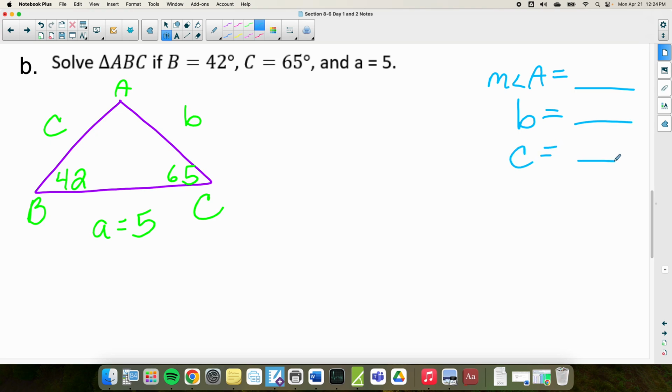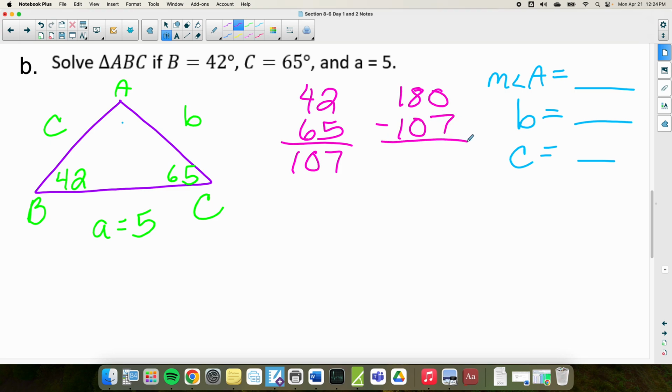In this one, to get started, for law of sines, you have to know an angle and its opposite side, so I have to find angle A. So I would add these two together and subtract from 180 to find that. So I'm gonna go 42 plus 65, which is 107, and then I'm gonna take 180 minus 107, which is 73, and that goes right here.